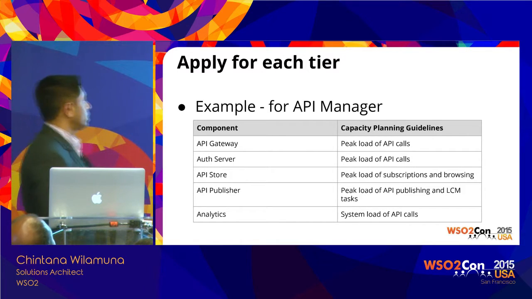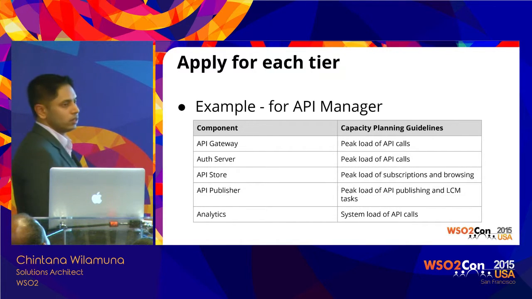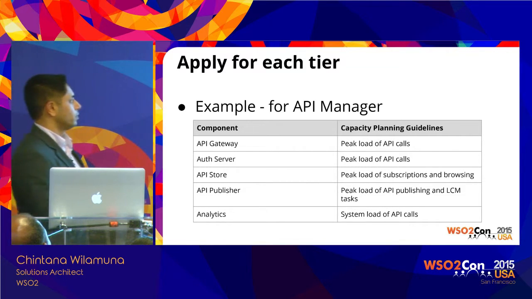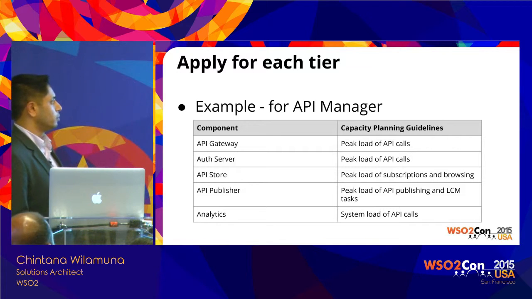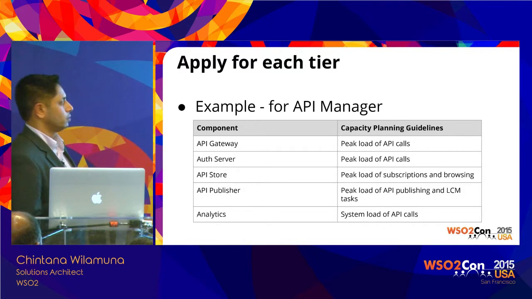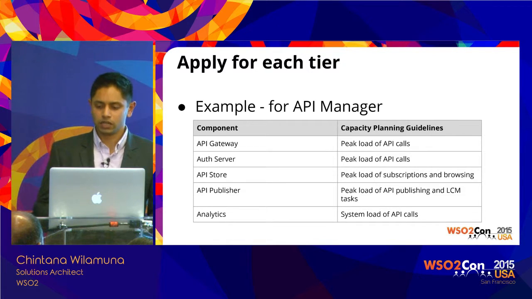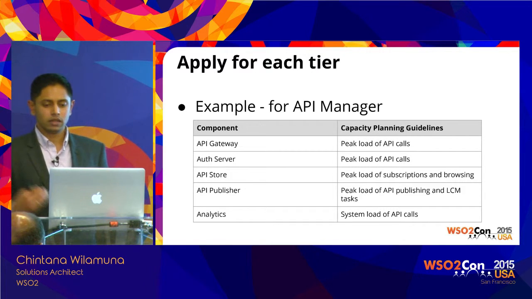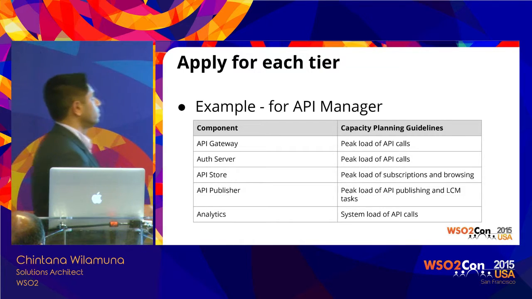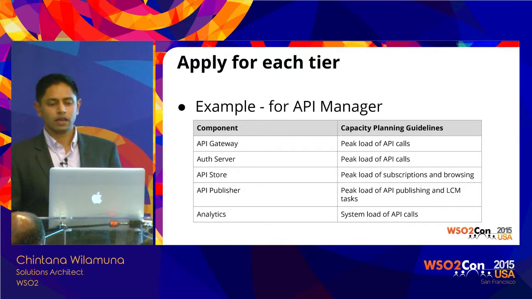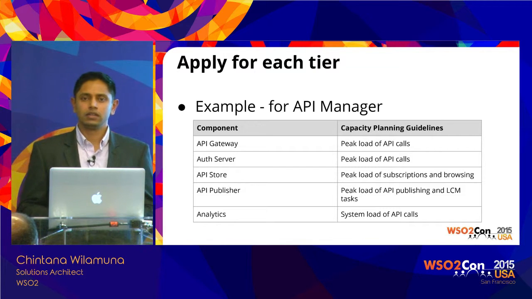As an example for API Manager, this is a distributed API Manager deployment. For the API gateway, the peak load of API calls; the same peak load of API calls for the auth server; and the peak load of subscriptions and browsing for the store. For the publisher, the peak load of how many users will be publishing APIs. And again for analytics, the load that will be coming to the analytics server. I've used the term tier here. Tier represents the physical tier that you will have, and we will usually say layer to represent a layer in the logical architecture.